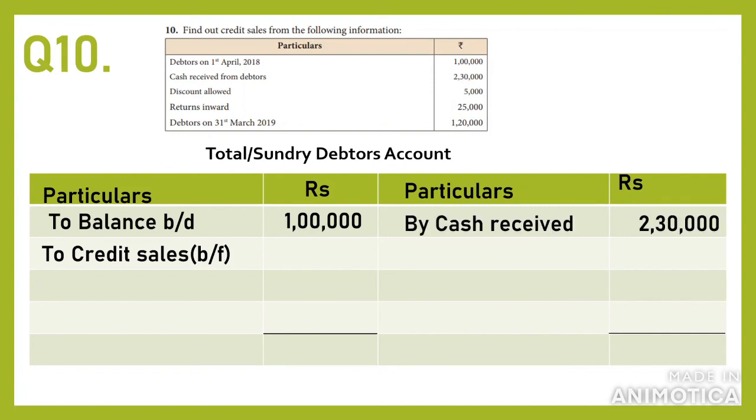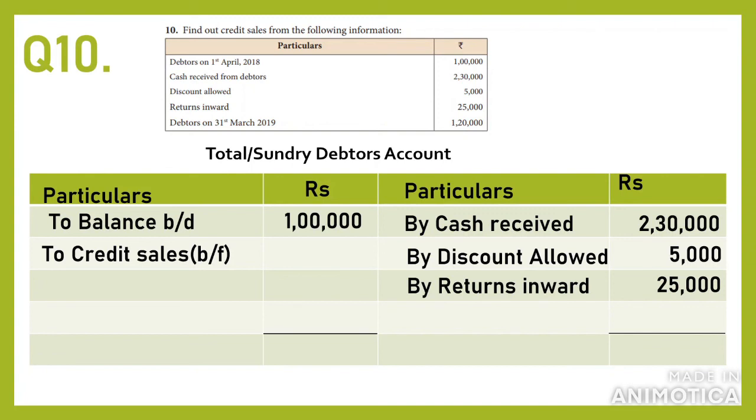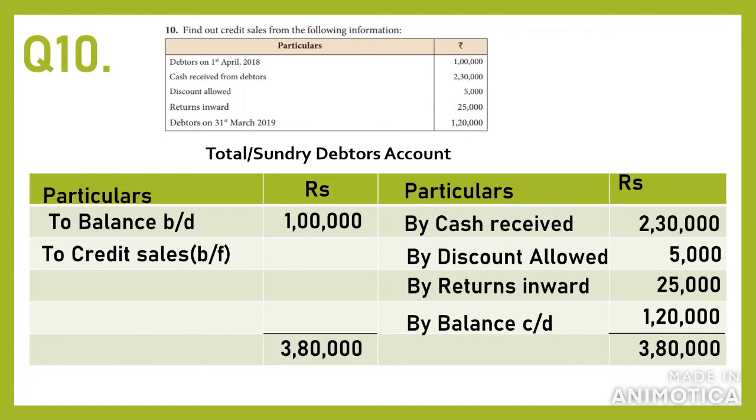Then cash received from the debtors is 2.3 lakhs. It is given in the problem. Then discount allowed is 5,000. And then you have returns inward, which is 25,000, and you have the closing balance, which is 1.2 lakhs. So you add all of the items on the credit side. Okay, you get to 3.8 lakhs. So you extend this total to the debit side, 3.8, and then you see what is the balancing figure. It is going to be 2.8 lakhs. So the credit sales is 2.8 lakhs.